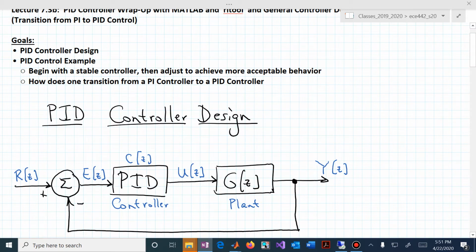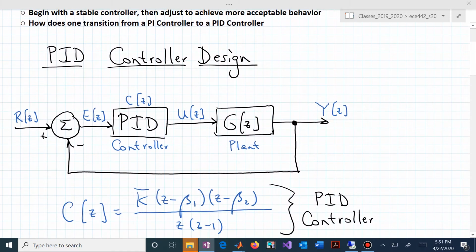PID controller, where now we have flexibility to adjust these two different zero locations, beta 1 and beta 2. We are forced to live in a PID controller with a pole at the origin and a pole at z equal to 1. The pole at z equal to 1 gives us that integral action, which helps us with steady state accuracy. We can now track constant inputs with zero error in the steady state after the transients have disappeared.